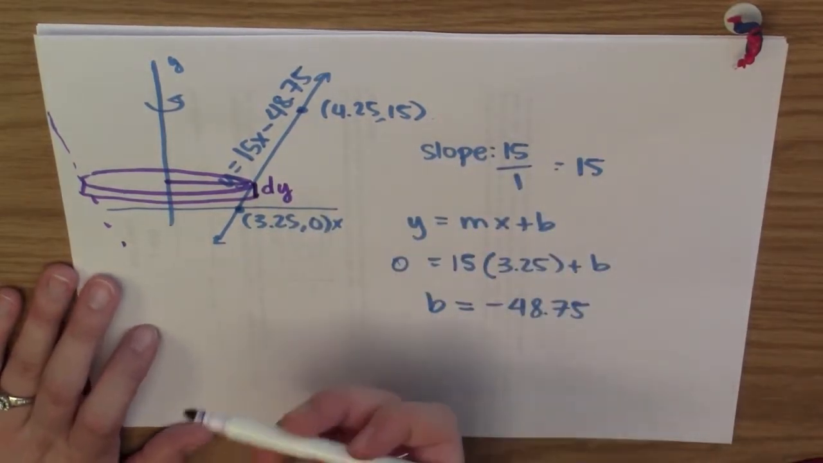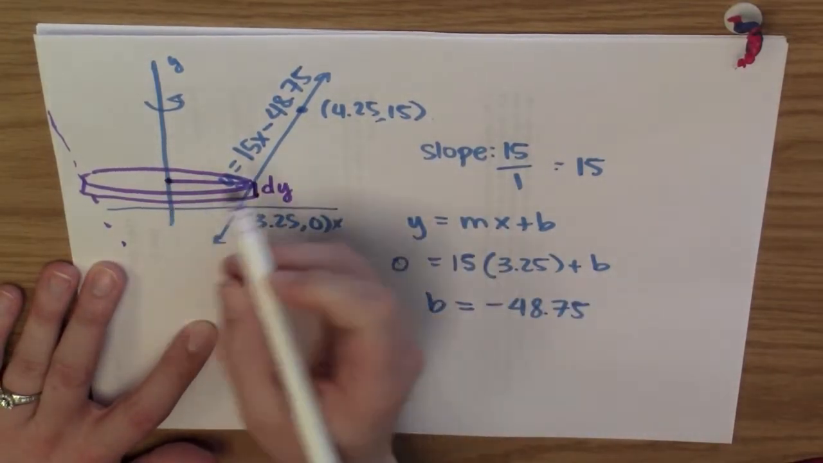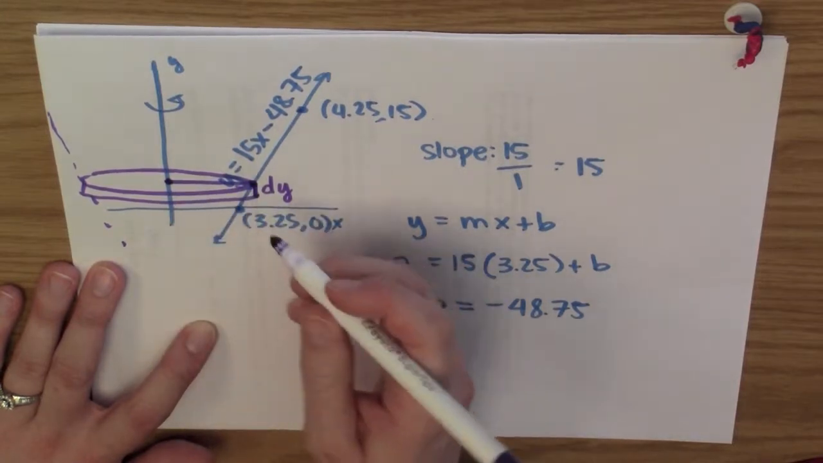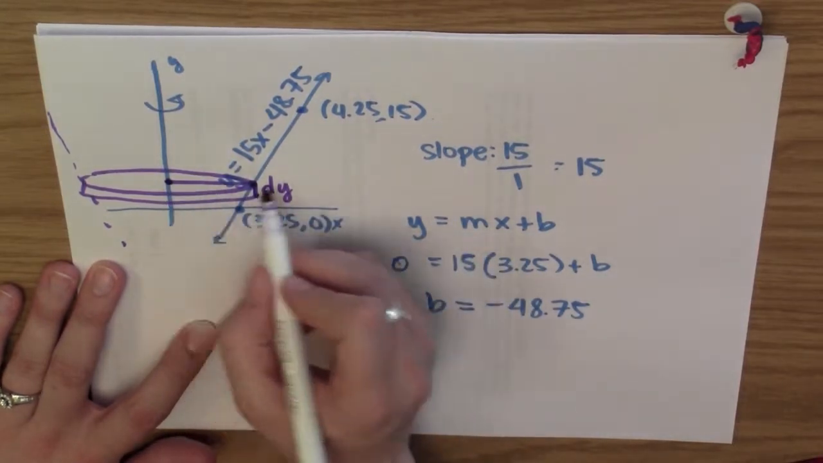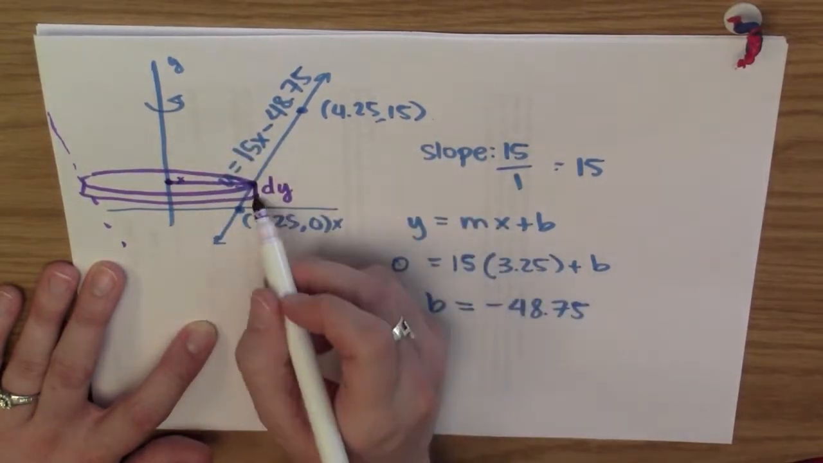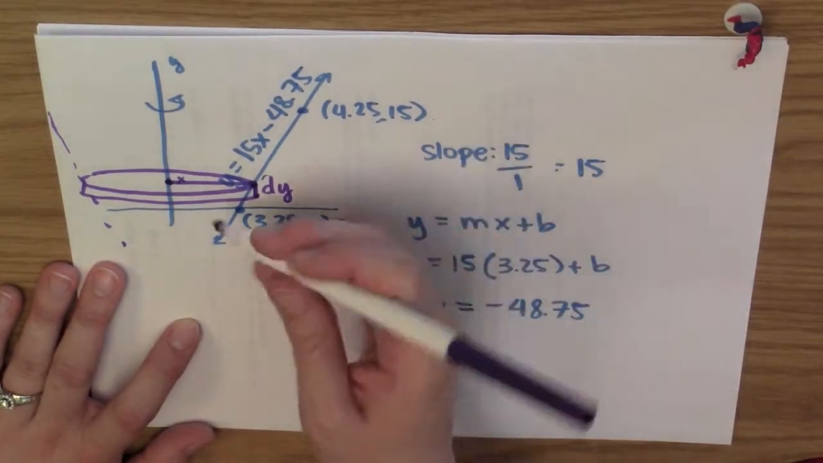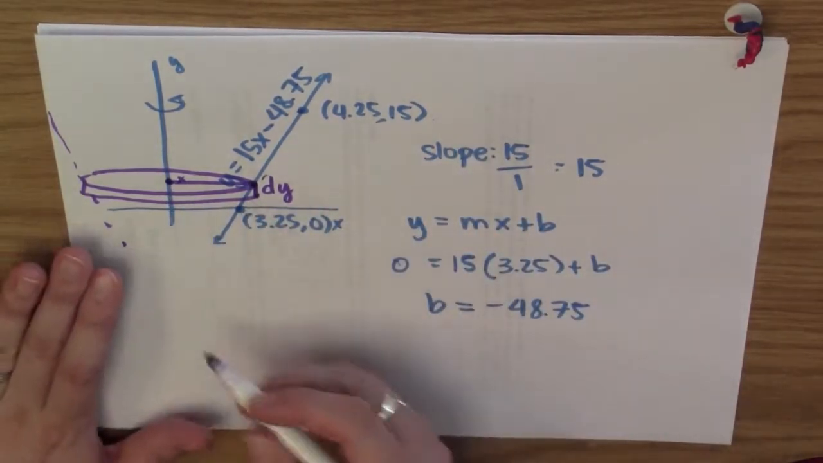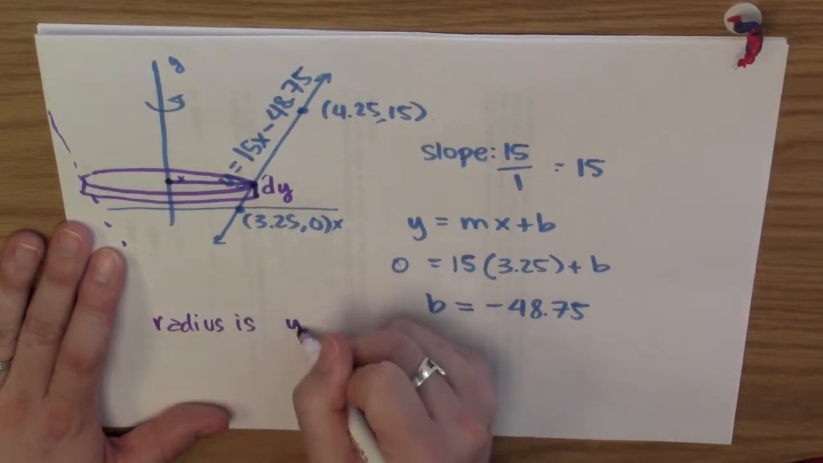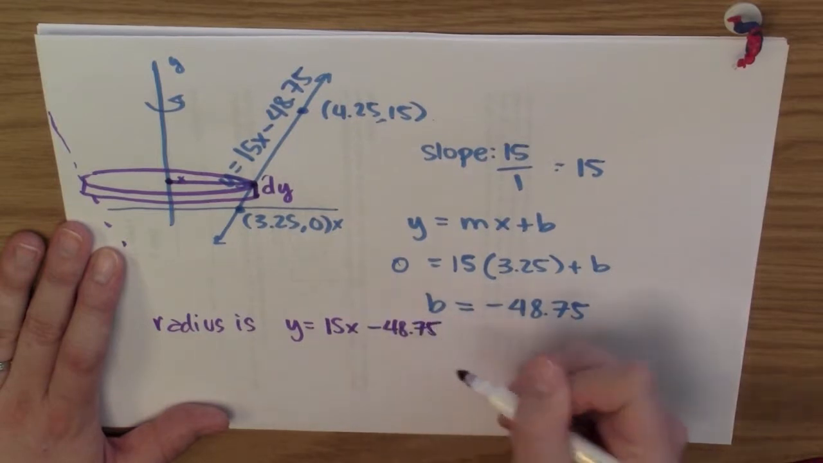So then the other thing I need to know for the volume of a disc is the radius of this. And so the radius of the disc comes from this x equals 0 all the way over to the line. So whatever this radius is, its distance is x. But because I have my height of the cylinder in terms of y, I'm also going to want to know what is the radius in terms of y. So the line is y equals 15x minus 48.75.